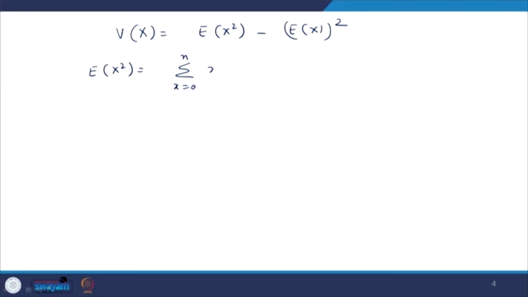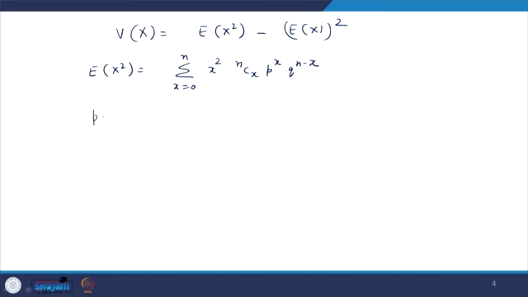Okay. Now, if you want to compute the variance of x, how can we compute the variance of binomial distribution? Variance will be given by expectation of x square minus (expectation of x) whole square. So, this we know is np. So, we have to compute this. Expectation of x square as per the definition is summation x from 0 to n x square into nCx p raised to power x q raised to power n minus x. Okay. So, we want to find out this value.